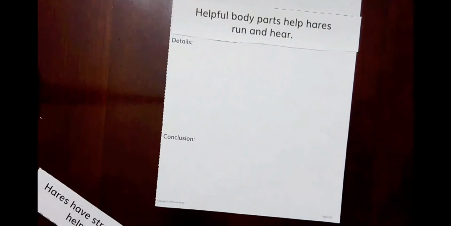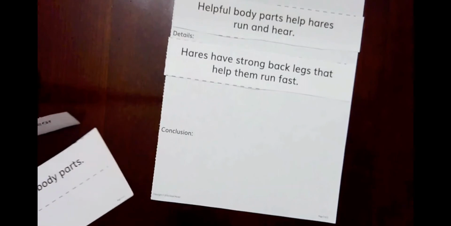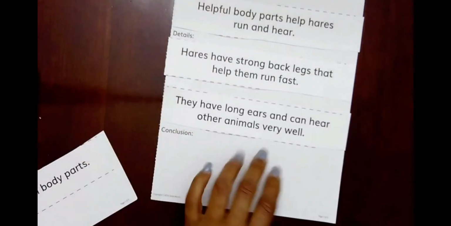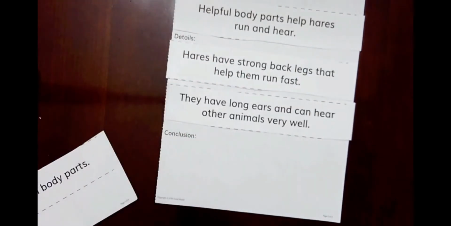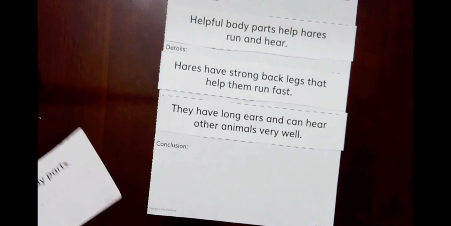Well, now I need details to support my topic statement. So I'm going to say hares have strong back legs that help them run fast. They have long ears and can hear other animals very well. Now for the conclusion. Hares have helpful body parts.